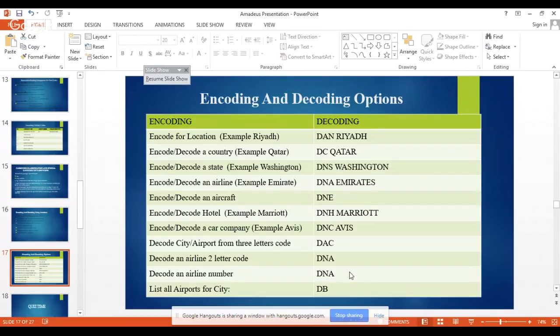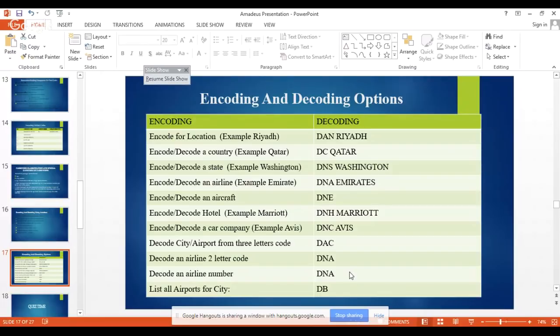Now the next one is to decode a hotel. For example, let's say Marriott. The code is always DNH. Then you can decide to leave a space or not. Then type Marriott. For example, DNH space Marriott, M-A-R-R-I-O-T-T, and type enter. It will tell you everything about Marriott. The DNH, the code we used, you can always refer to as "don't know hotel."